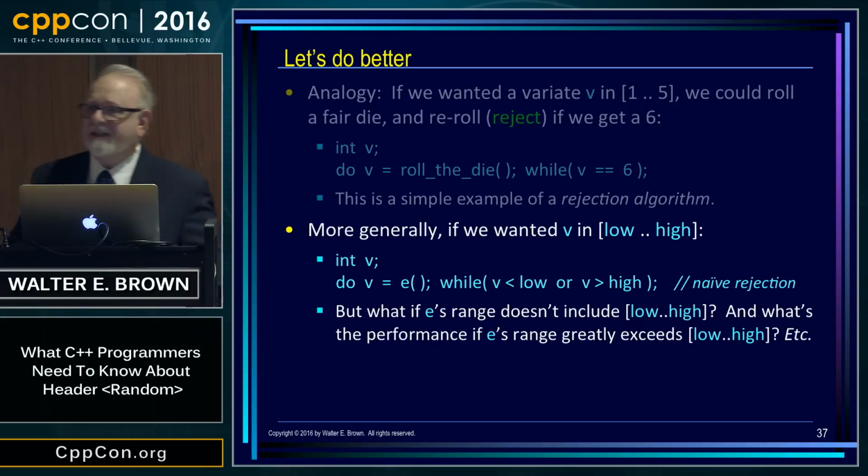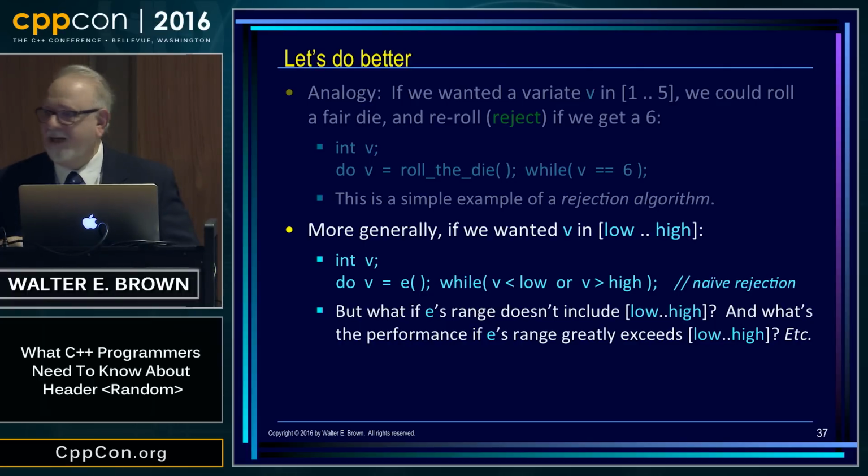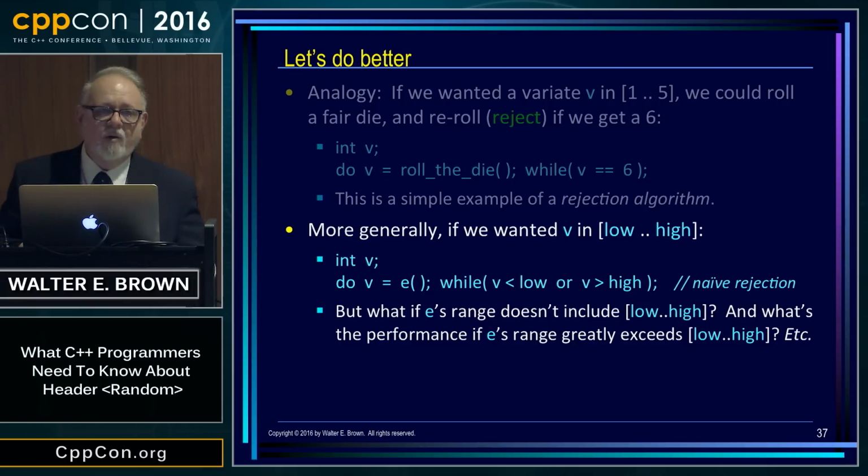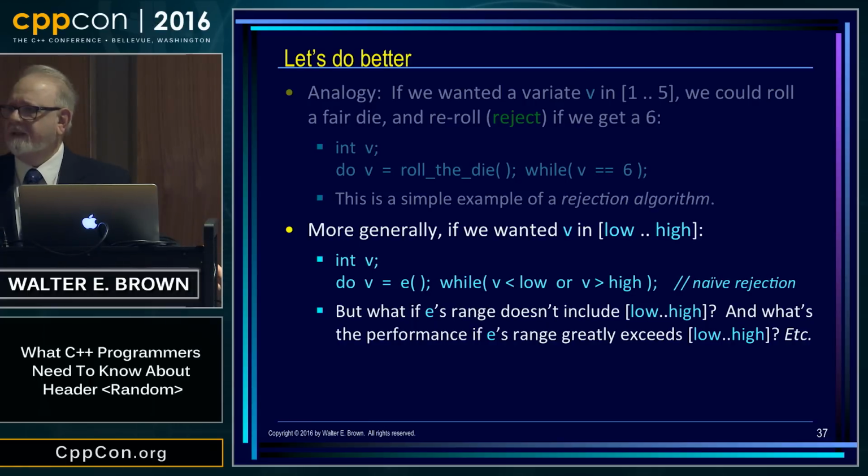What if your engine doesn't give you all the numbers in low through high? What if it gives you some of them, but not all? What if it gives you none of them? You have an infinite loop. You're going to reject forever. You're never going to get something you like. And what about the performance? All right. What if E gives you numbers from a very, very large range, much larger than the one you care about? You're going to spend most of your time rejecting. Okay? Etc., etc., etc. You get the idea.